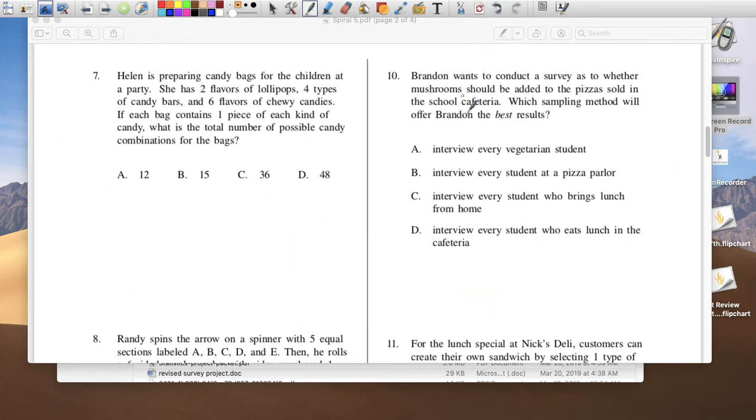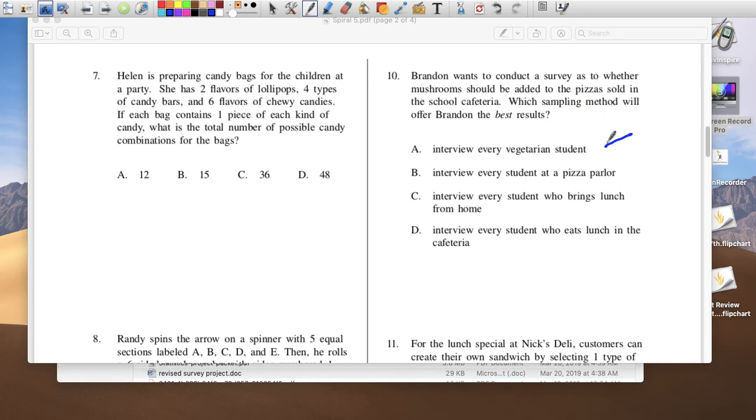Number 10. Brenda wants to conduct a survey as to whether mushrooms should be added to pizzas sold in the school cafeteria. Which sampling method will offer Brenda the best results? So if you were to conduct a survey and ask people, should we add mushrooms to pizza, who would you ask? Where would you get the best result? What group of people should you ask to get a fair result?